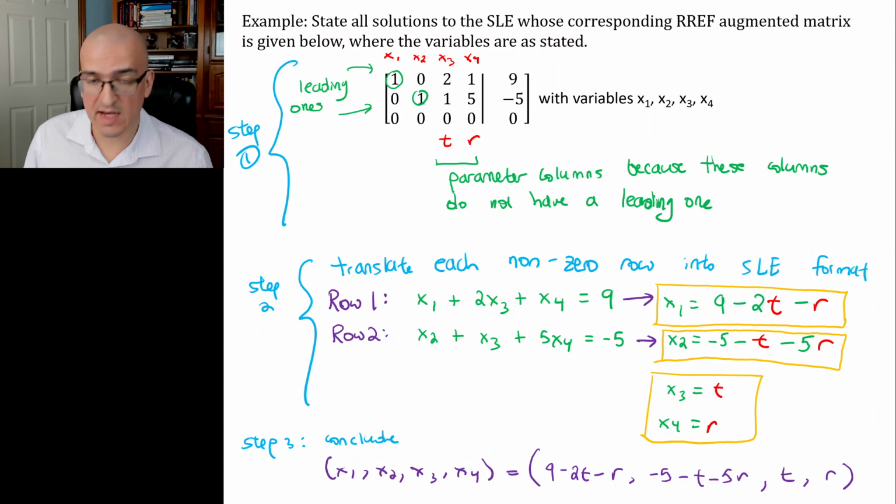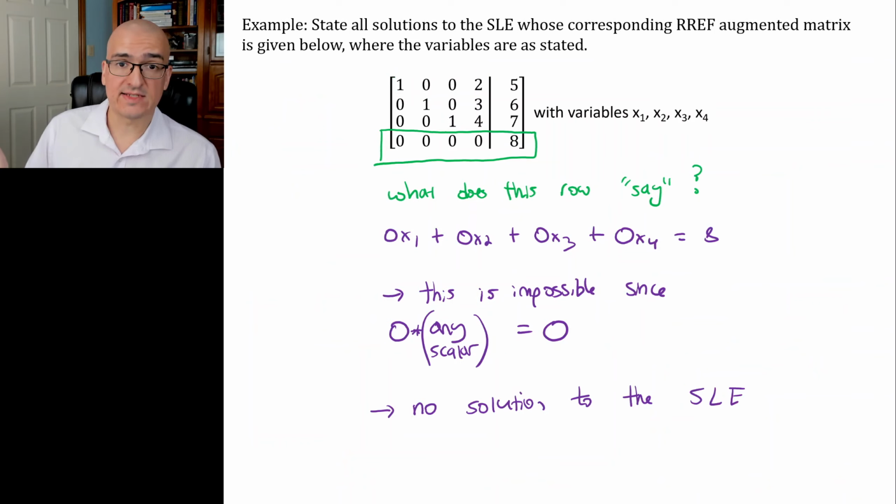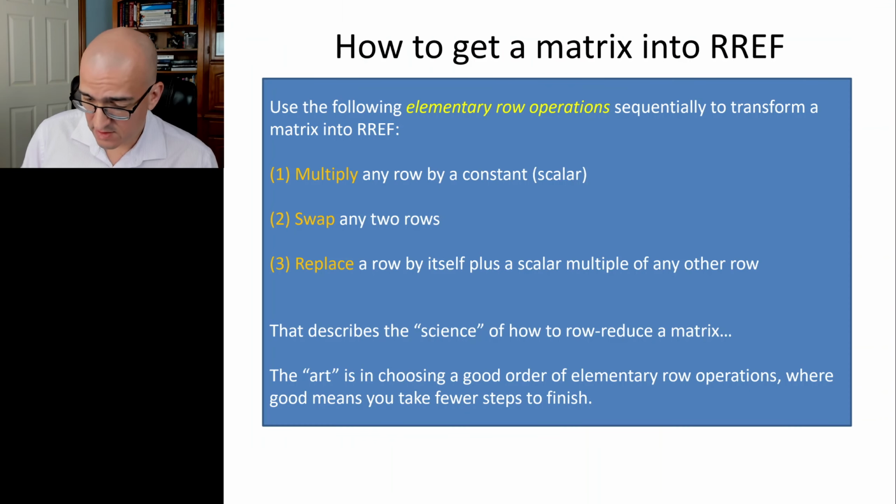Now look at the previous example. We had a row that was all zeros and it didn't cause any concern because that bottom row says that 0x1 plus 0x2 plus 0x3 plus 0x4 is equal to 0, which makes total sense. It's not saying anything that's ridiculous. Whereas in this case, this statement is ridiculous. 0 times a bunch of stuff gives you something that isn't 0. Impossible. We'll pick up on the row reduction process in the next video.